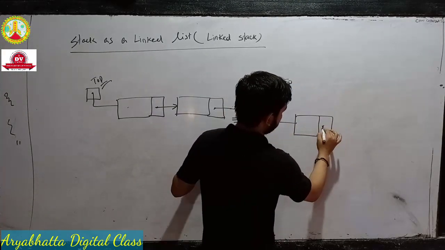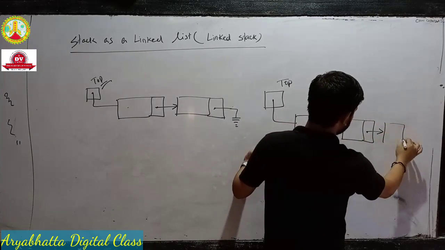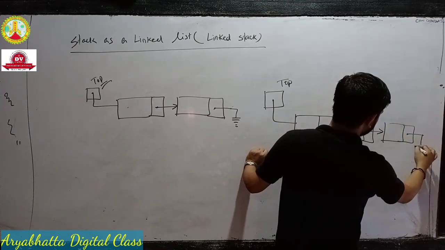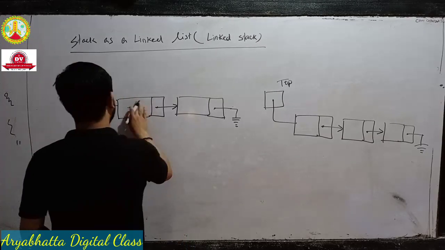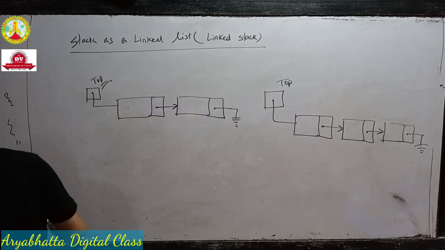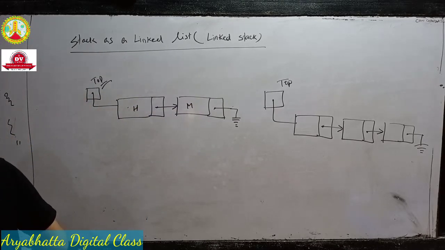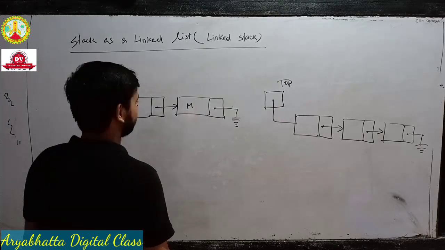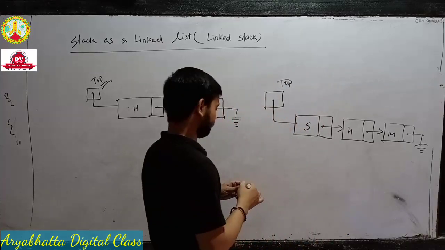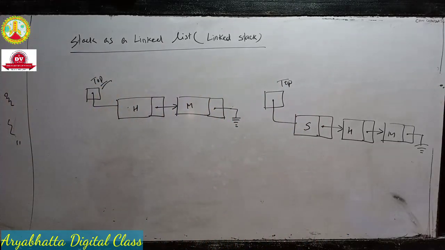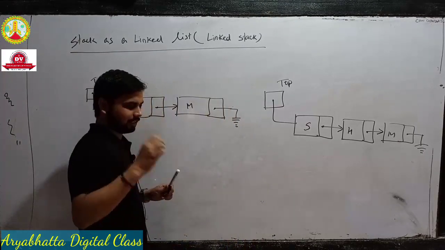Suppose this is a node 20, here they write a character, okay, I write the characters H and M. We have to insert the new node. This is H and this is M and this is S. Okay, means this S will come in.